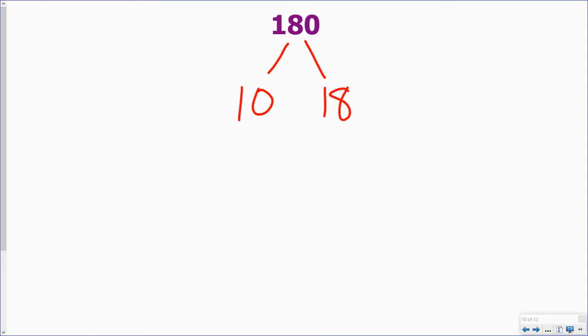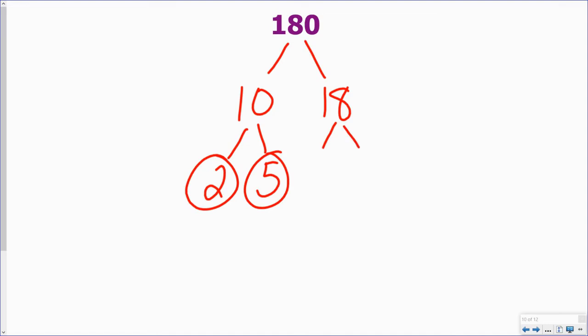No, because 10, I can go 2 times 5. Now, before I move to 18, I want to check, is 2 or 5 prime? Well, both of them are. So I'm going to circle those and I'm done with that side. Now I'm going to go to 18. Well, 18 is not prime because I can take 2 and multiply it by 9. 2 is prime, so I'm going to circle that one.